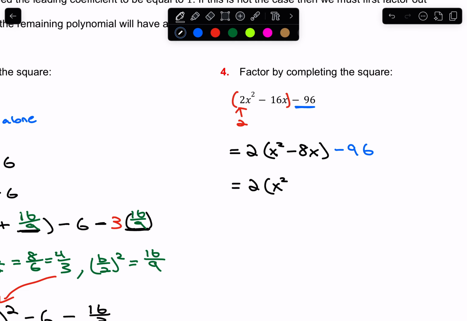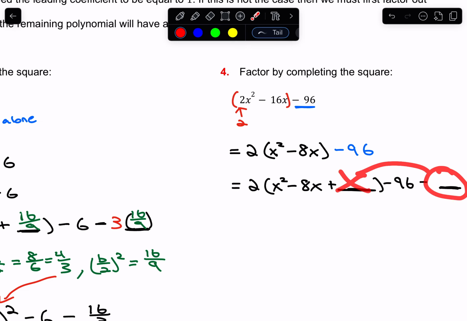So I rewrite the 2 parentheses x squared minus 8x. I'm going to write plus blank, and then end the parentheses, and then minus 96 minus blank. But remember that this other blank right here has to cancel out the first blank. The way I wrote it right now, that doesn't happen because this 2 in front is actually being multiplied by this blank. So in order to properly cancel out that first blank spot, we need to multiply the second blank by 2. So I put a 2 in front of that other blank.